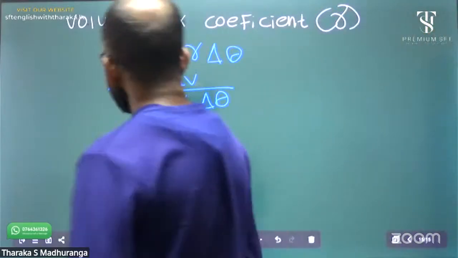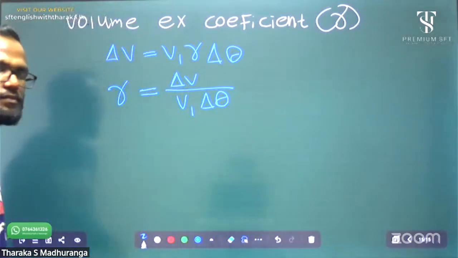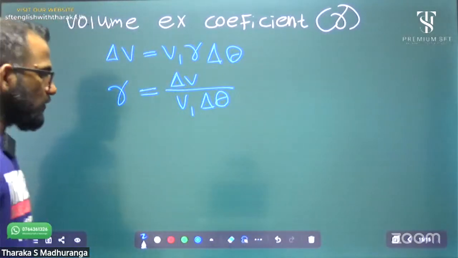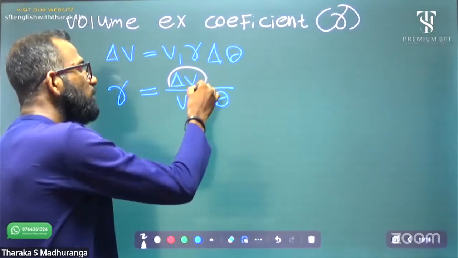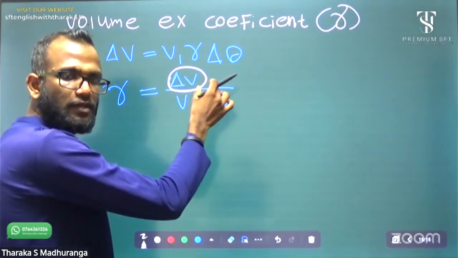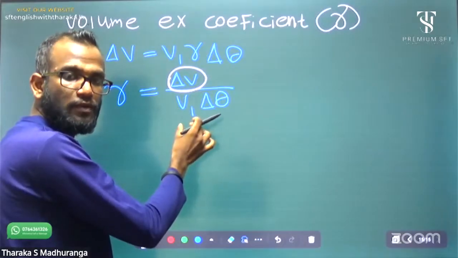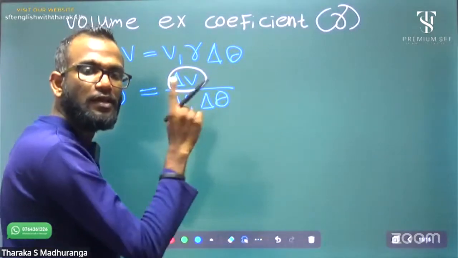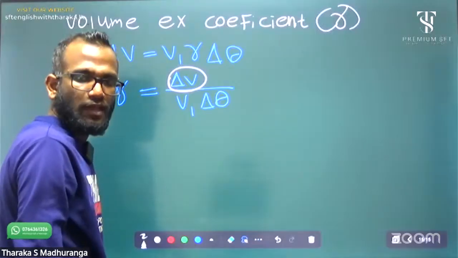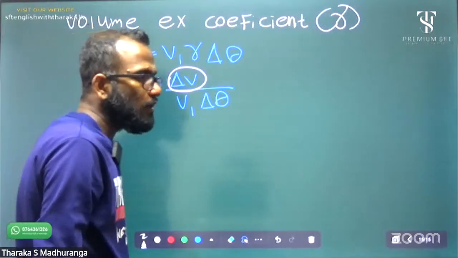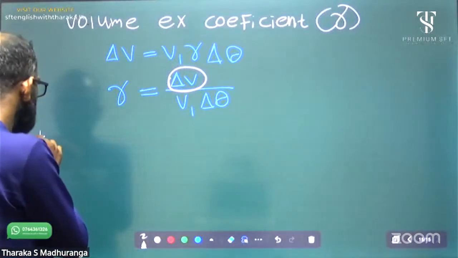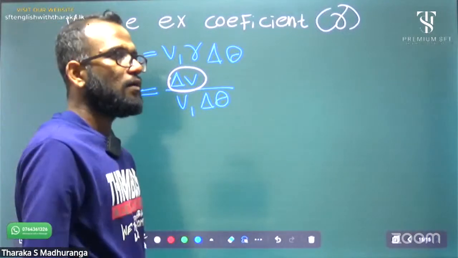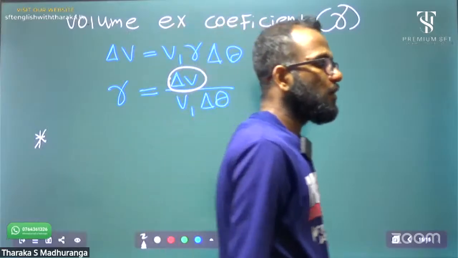Now, can you define the gamma? The volume expansion of any substance of unit volume when increasing the temperature by 1 degree Celsius, right? The same thing. Okay, write down the definition with a star mark.